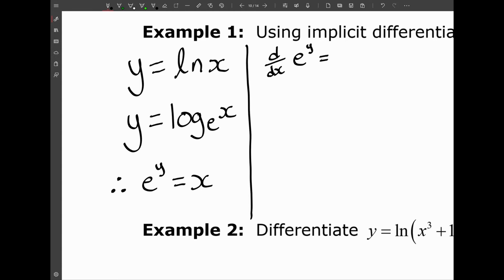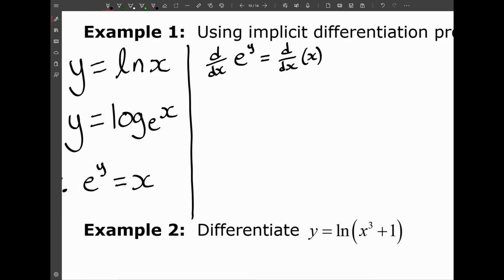Now, if I want to take the derivative of both sides, so d/dx of e to the power of y is equal to d/dx of x. Oh, hey, one of those is a real easy derivative. So the derivative of e to the power of y: we remember the derivative of e to the power of anything is just e to the power of that same thing times the derivative of that exponent. Chain rule, right? So this is e to the power of y times dy/dx. So it's just e to the power of y times the derivative of y. And we know d/dx of x is just 1. That's a convenient one.